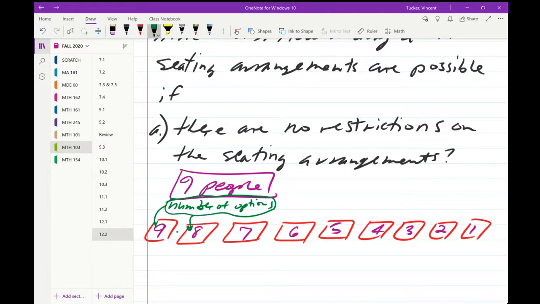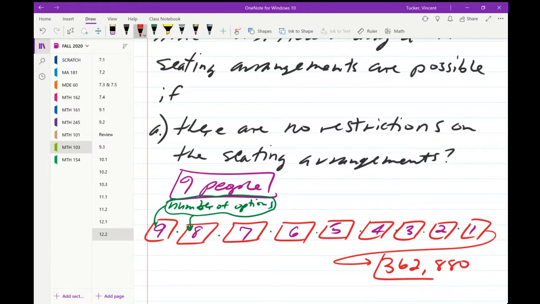So once you've done that, then you just multiply those numbers together. You notice that we have 9 factorial. You have 9 counting all the way down to 1. Multiply those numbers together, and that's going to be 362,880. All right. Questions on that?